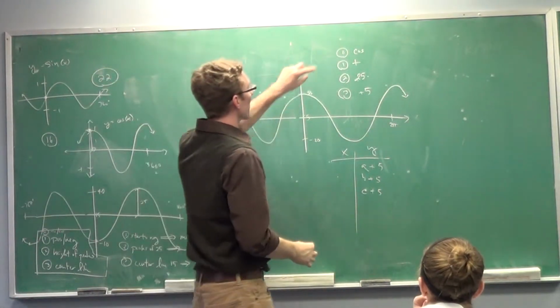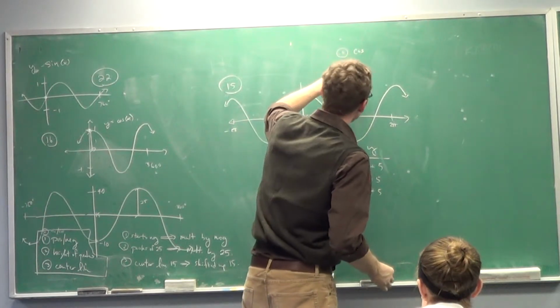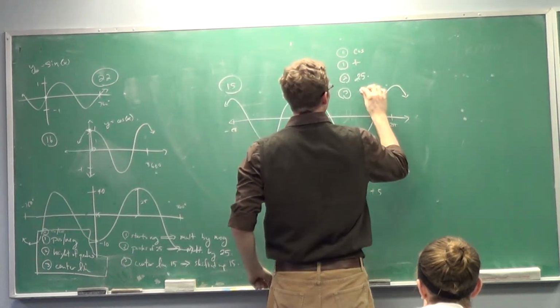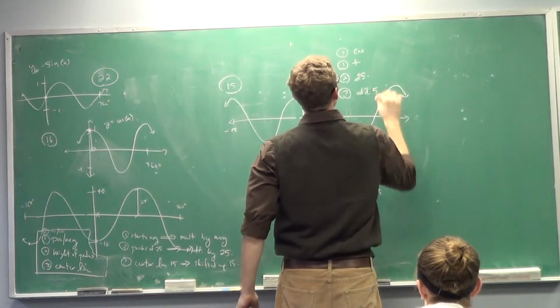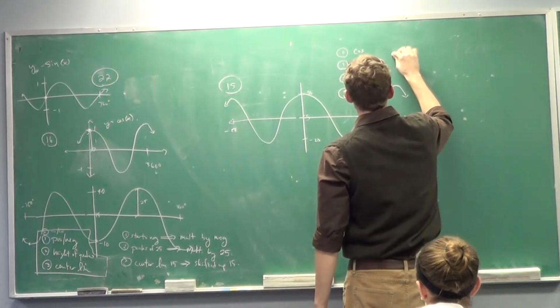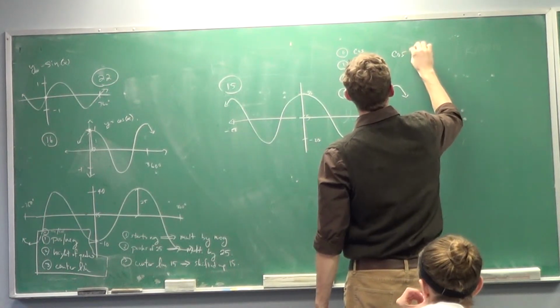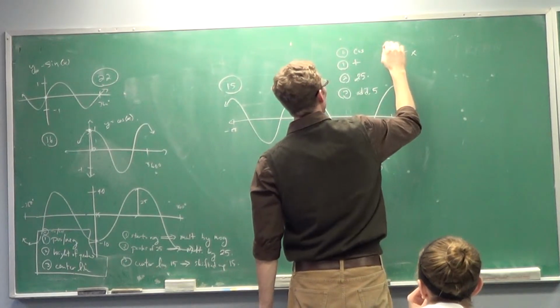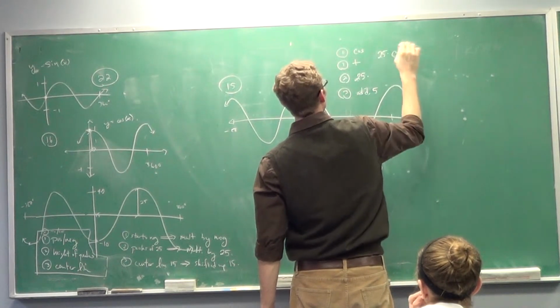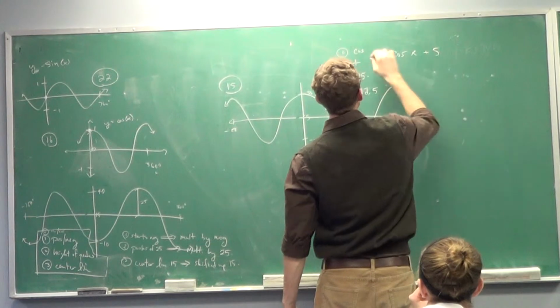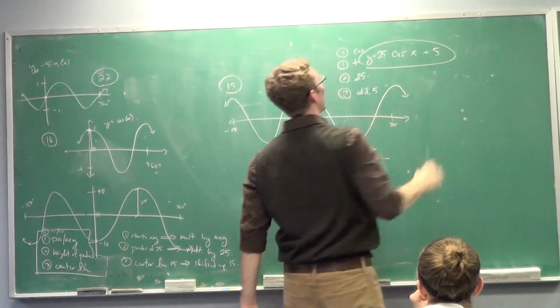Okay, so we put it all together. We got a positive cosine, 25 times, and we add 5. So this is cosine, but it's positive, and it's multiplied by 25, and we add 5. There it is.